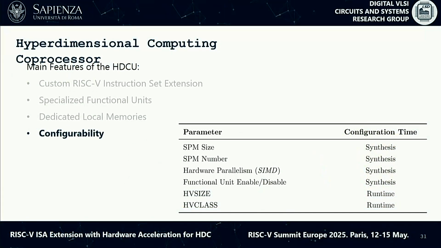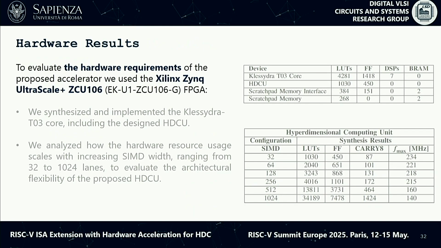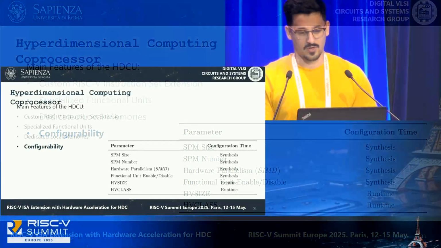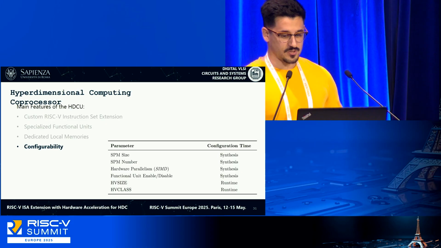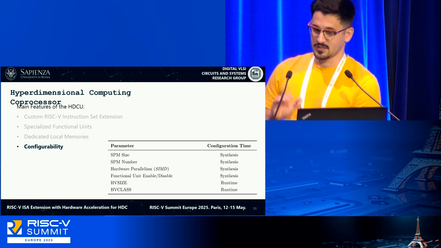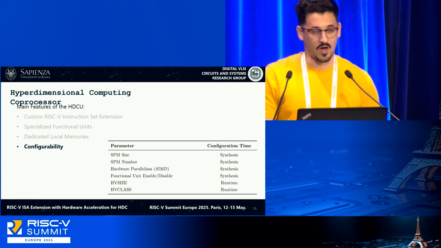Most parameters, such as memory size, memory count, and hardware parallelism, are set at synthesis time to adapt the design to a target constraint. In contrast, hypervector size and number of classes, if we are facing a classification problem, can be set at runtime by the programmer by using the CSR, the control status register of the core. This configuration is applied once at the beginning of the C program and gives all the needed information to the accelerator to control the hardware loops.